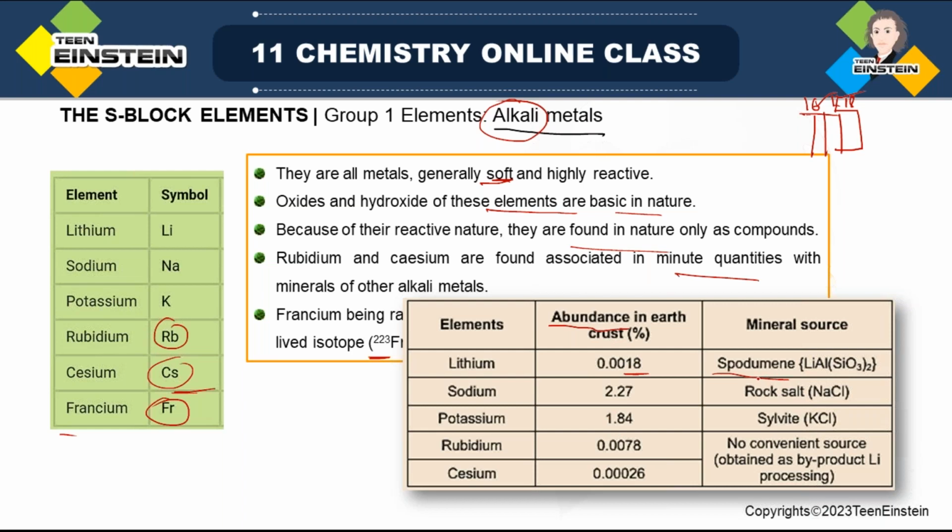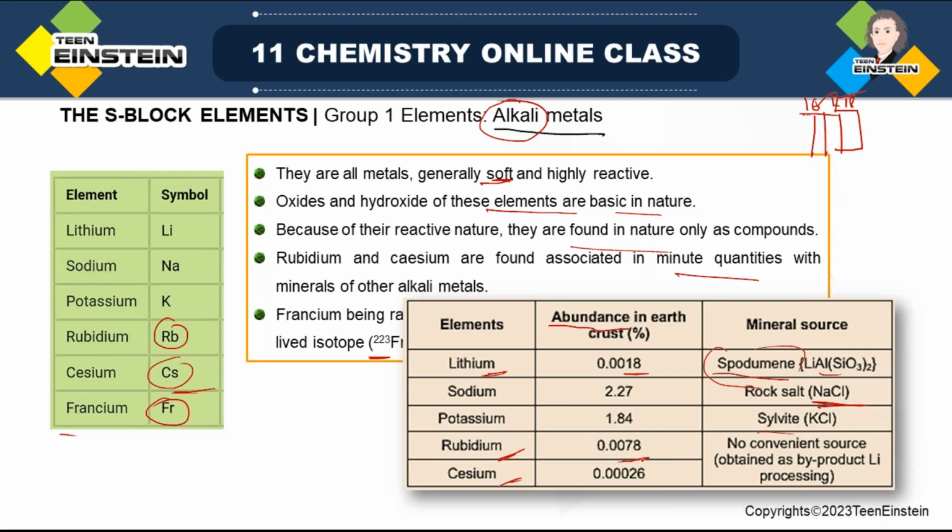So you can get a question like the source of lithium, which mineral? There may be 4 options, and with one of these options you can find this, and that will be the correct option. So see, this is the formula, LiAl(SiO3)2. Aluminum is also there, silicon is also there, oxygen is also there, but lithium is present. So this is the source. Then sodium 2.27, rock salt. Now you all know this. Then potassium 1.84, its mineral is sylvite, whose main component is potassium chloride.